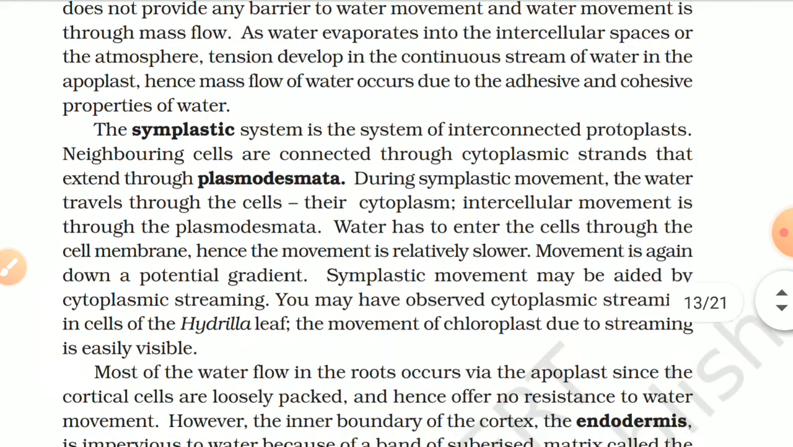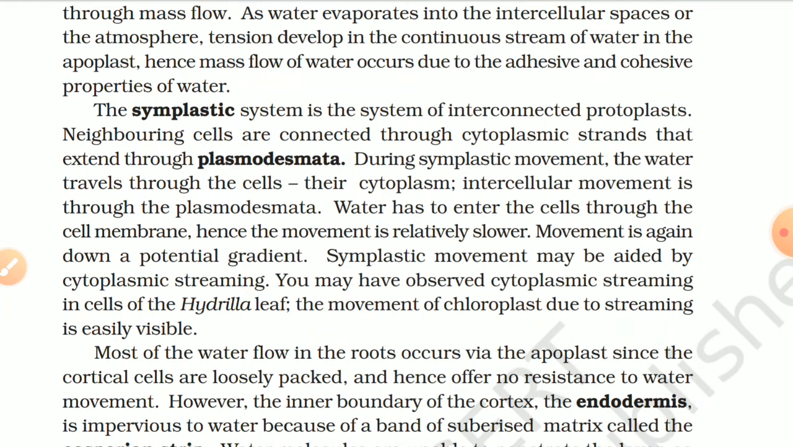The symplastic movement is the system of interconnected protoplasts. Neighboring cells are connected through cytoplasmic strands that extend through plasmodesmata. During symplastic movement, the water travels through the cell. Intercellular movement through their cytoplasm is through the plasmodesmata. Water has to enter the cell through the cell membrane, hence the movement is relatively slower. Movement is again down a potential gradient.